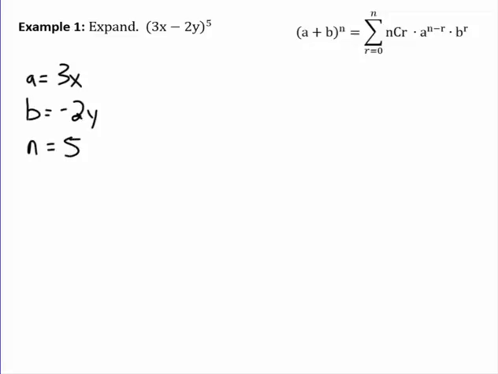So let's do our expansion here, and we're going to use our binomial expansion theorem. Our n is given to us. r is eventually going to work its way up to 5. So if we were to expand this, it's 5C0.